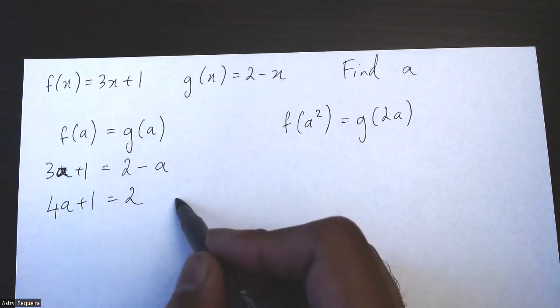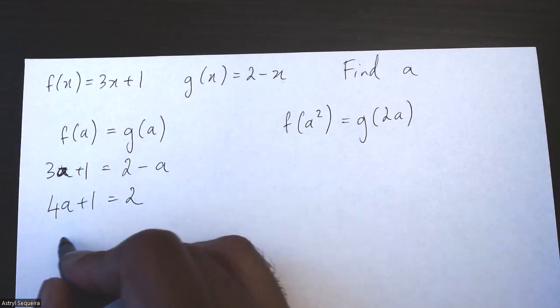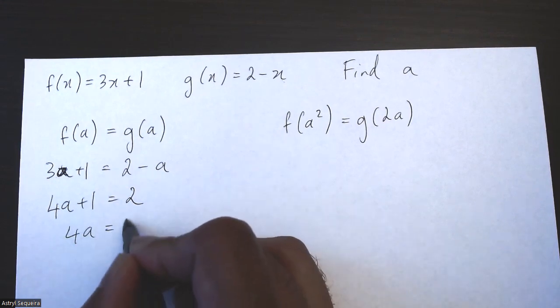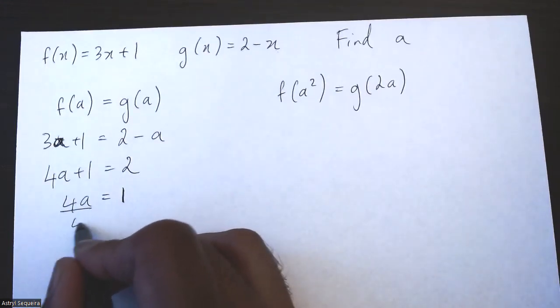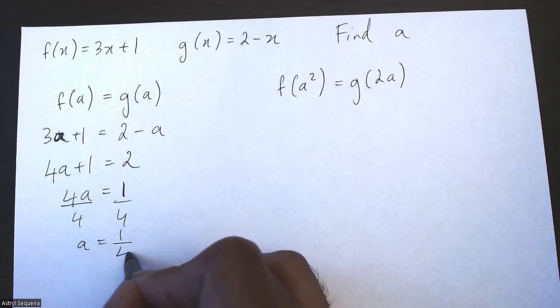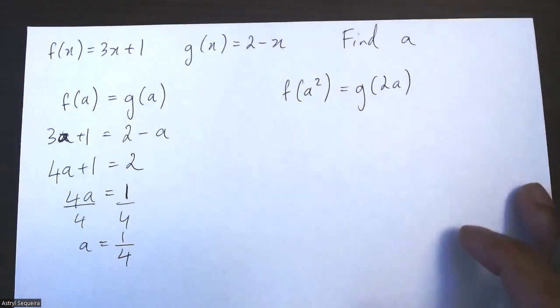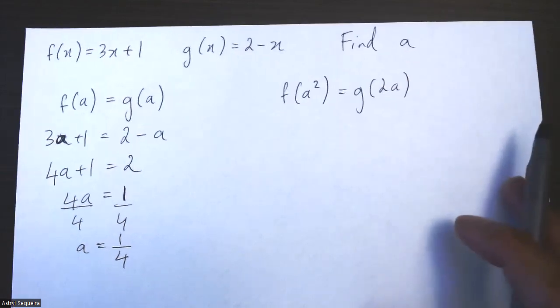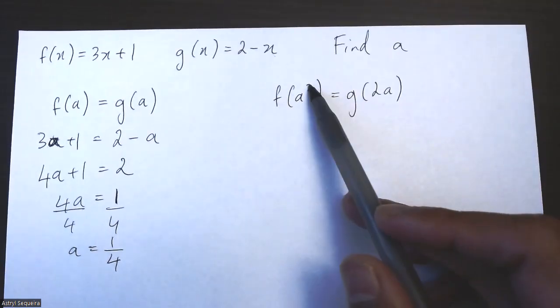Then I want to move the 1 to this side and subtract it. It's going to become 2 minus 1 is just 1. And last step is divide both sides by 4. So A just equals 1 over 4. Pretty simple there.